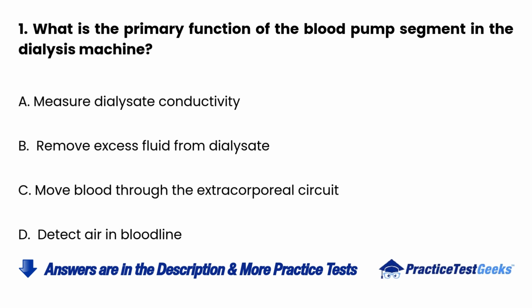1. What is the primary function of the blood pump segment in the dialysis machine? A. Measure dialysate conductivity. B. Remove excess fluid from dialysate. C. Move blood through the extracorporeal circuit. D. Detect air in bloodline.